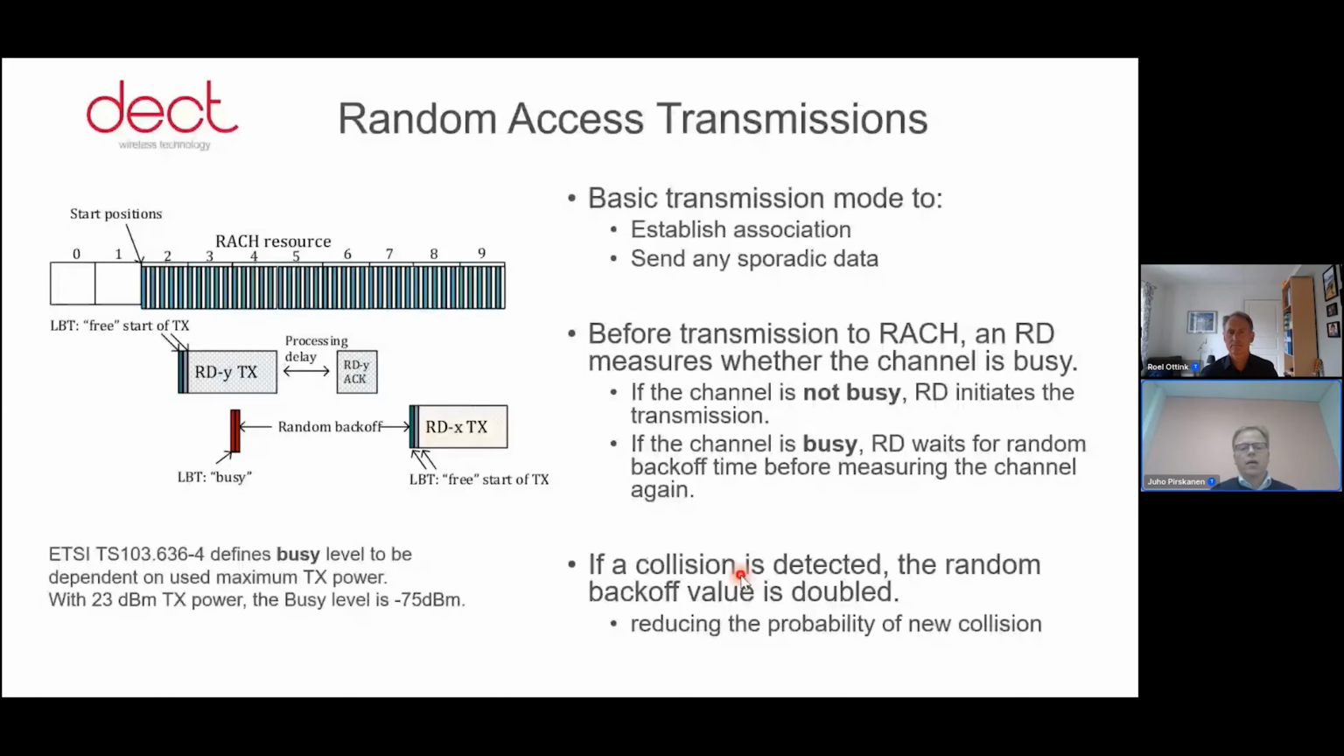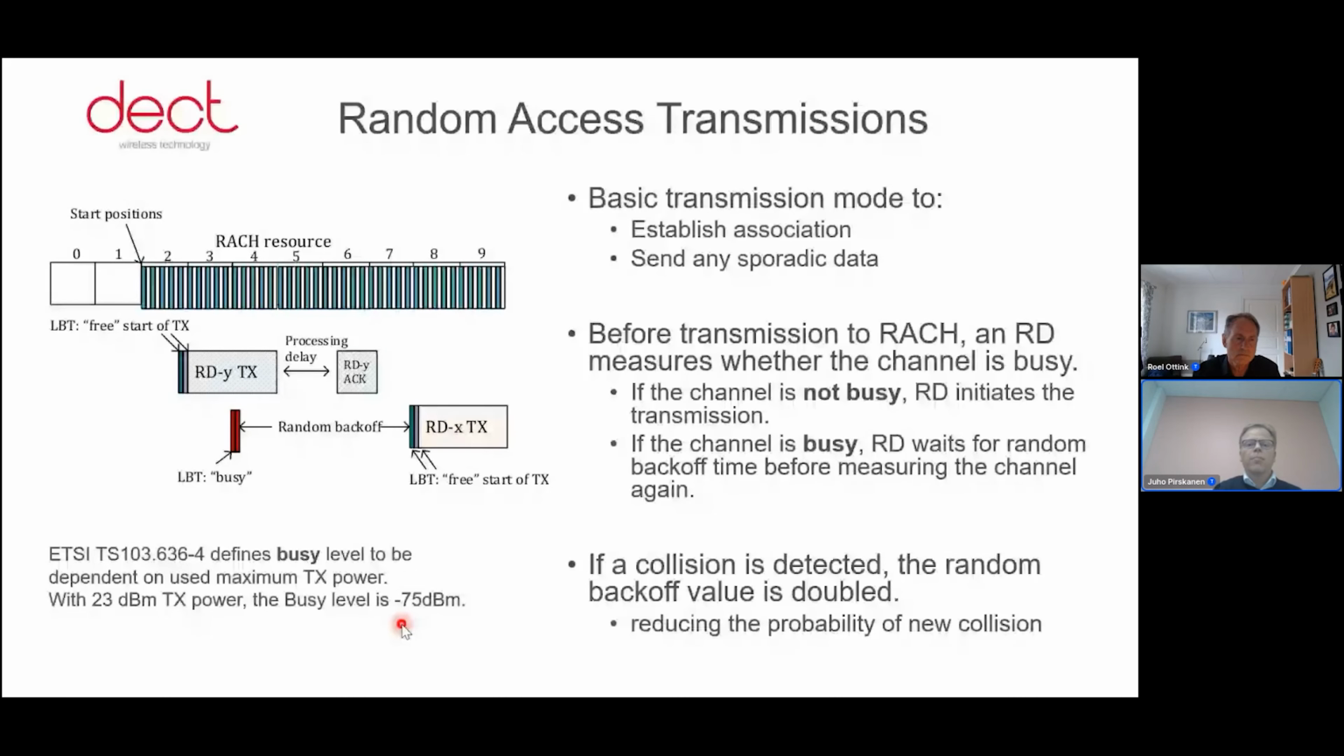And currently, the PC level in the specification depends, in this DECT 2020, in the DECT core band 1880 to 1900, on the maximum TX power. For maximum TX power of 23 dBm, the PC level is minus 75. So if you are transmitting with lower powers, you can use slightly lower thresholds for the LBT. And of course, when we are talking about other frequency bands, these values can be slightly different. But anyhow, this is how the transmission works for the random access. And as said, this is the basic one, all the devices have to support this for sending the connectivity, the first connection setup.